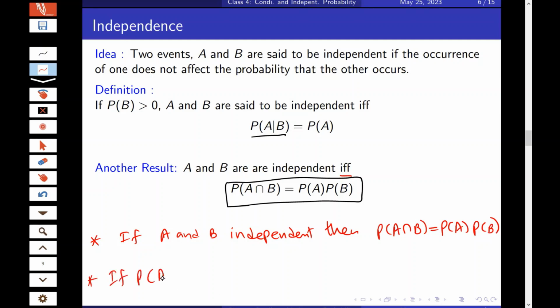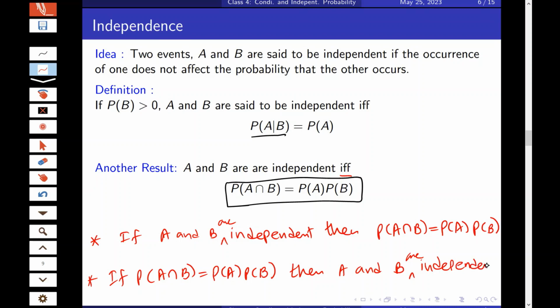If this relationship holds, if the probability of A intersection B is the same as the probability of A times the probability of B, then this means A and B are independent. Okay, so A and B are independent.